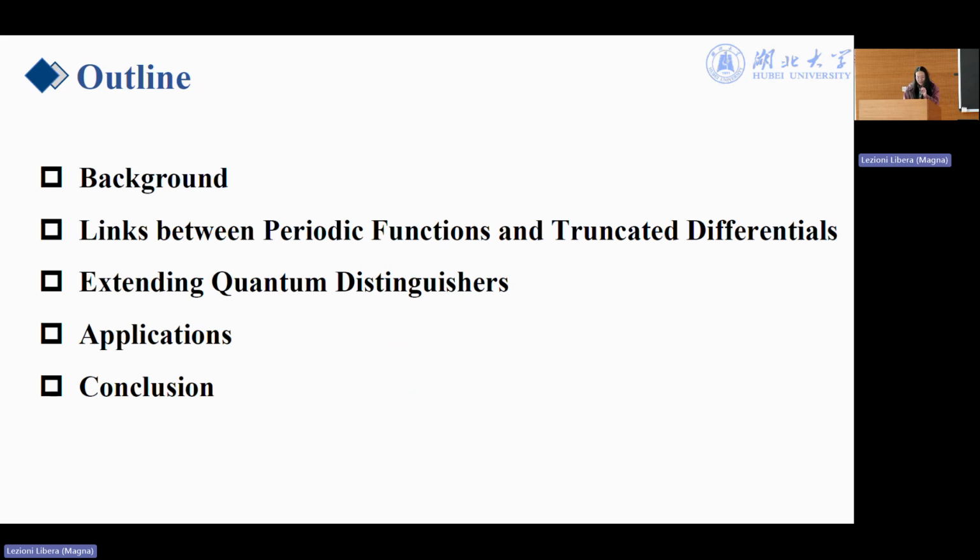My presentation is divided into 5 parts. Firstly, we will briefly introduce the background of our work, and then in the second and the third parts, we will discuss the construction theory of our methods. Finally, we conclude our work.